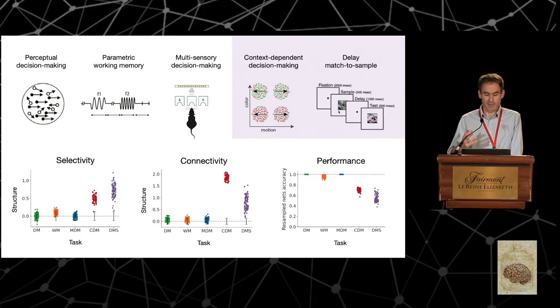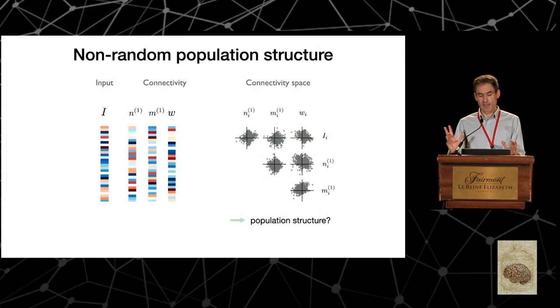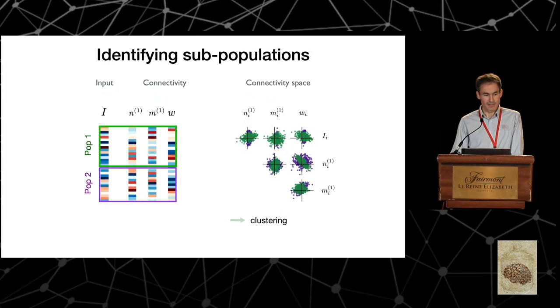Okay, so what I told you is that for these tasks, a Gaussian description of the connectivity in this connectivity space is not enough. So we need to go beyond the Gaussian. And again, there are many ways of going beyond the Gaussian, but one natural approach is to try to cluster this distribution of points.